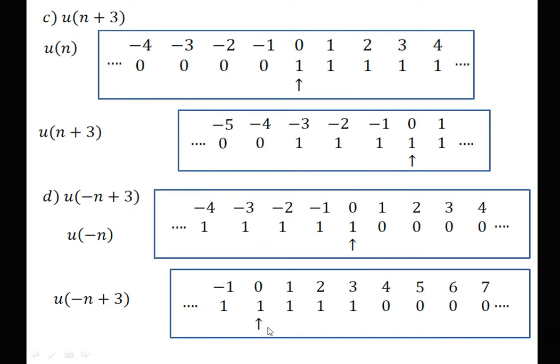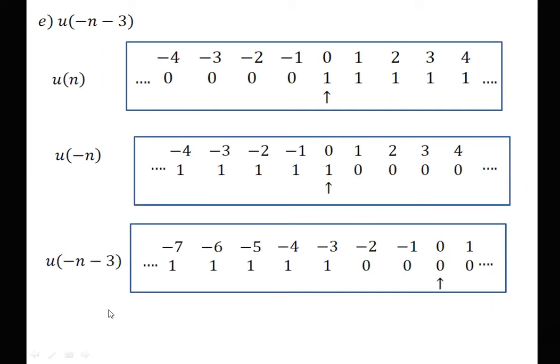So this is the arrow 0, and in this way we can achieve u of minus n plus 3. First do the folding operation and then shift the signal to the left by 3 units. Next is u of minus n minus 3. This is the signal folding as well as advance operation.